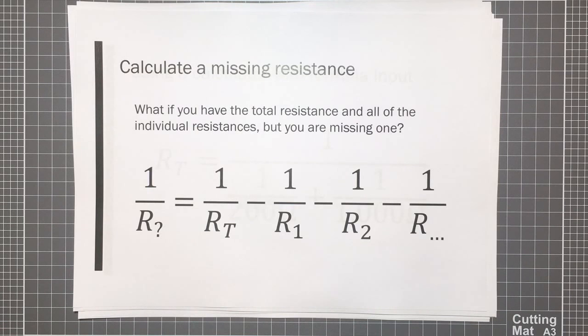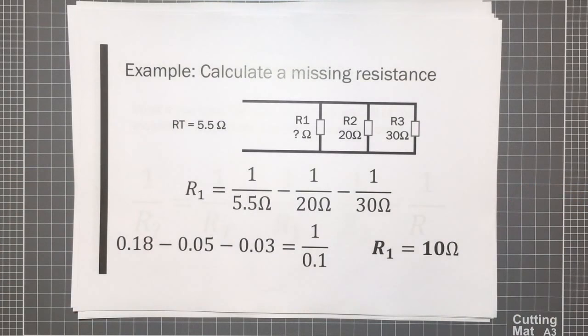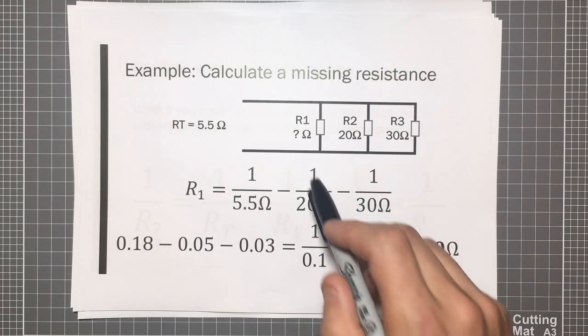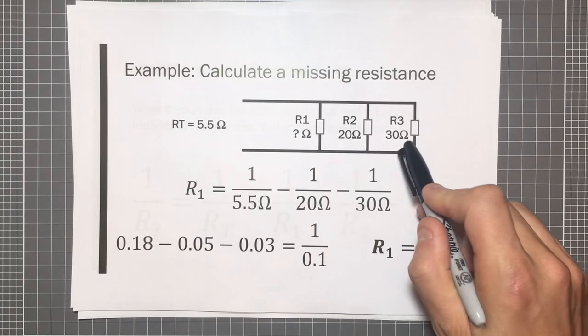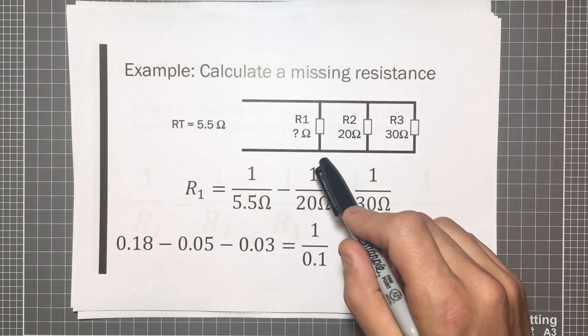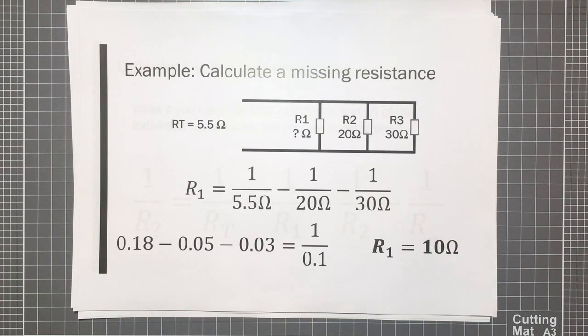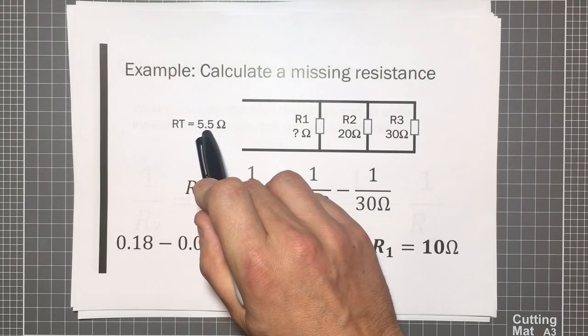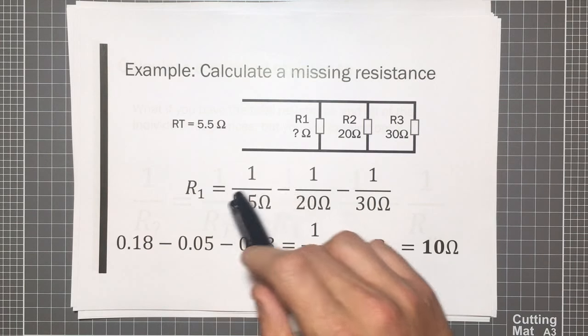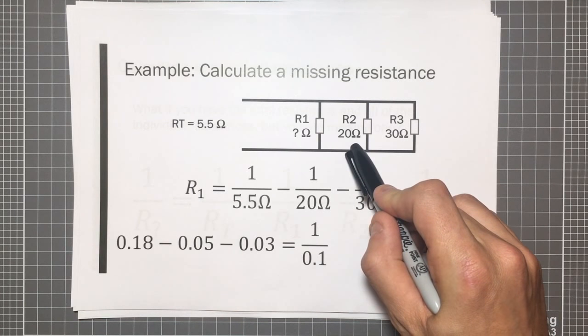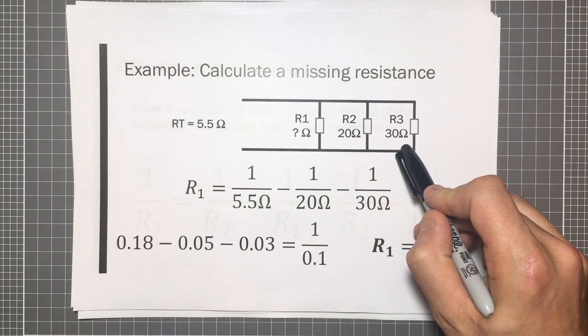So let's take a look at an example, and hopefully it'll make it a little bit more clear and a little bit easier for us to understand. So we're going to use the exact same example that we were just looking at. So we know already that R1 is 10 ohms, 20 ohms, and 30 ohms. But for this example here, we're saying that we don't know what that first resistor is worth. Now we do know that our total resistance is worth 5.5. We do know that resistor 2 is worth 20 ohms, and resistor 3 is worth 30 ohms.